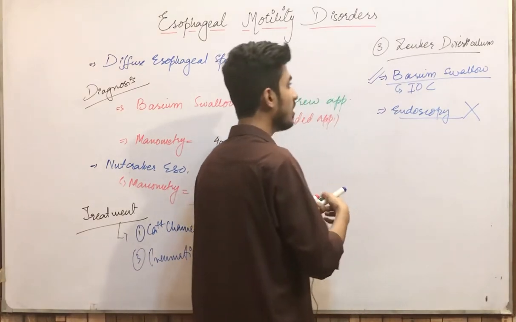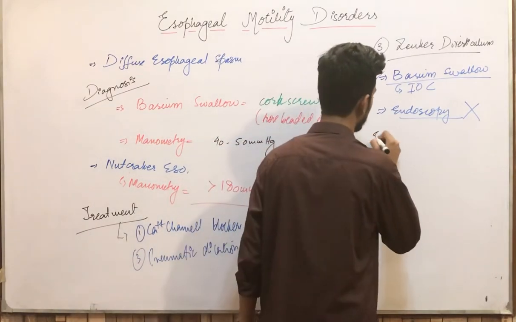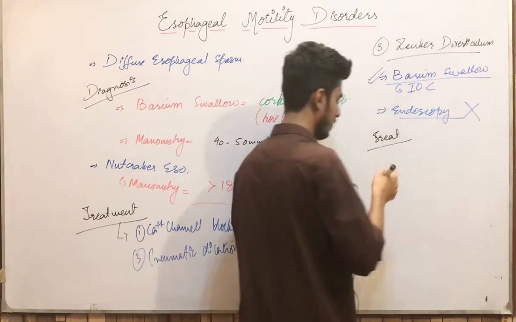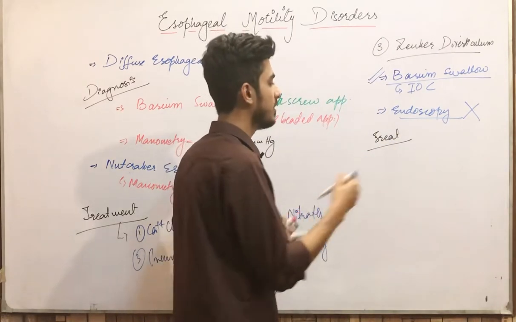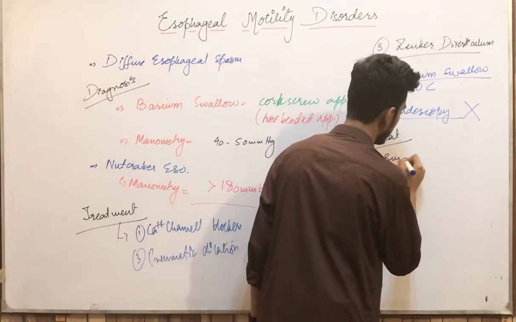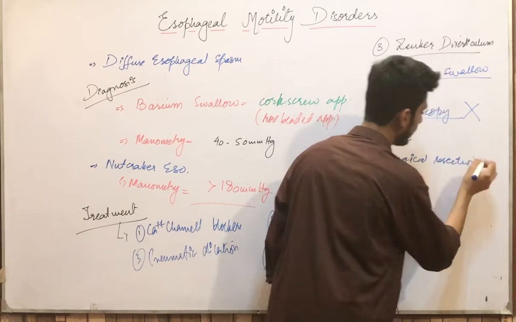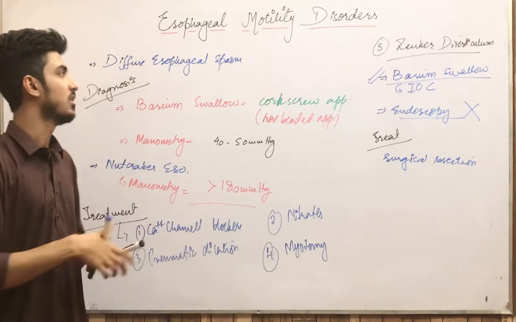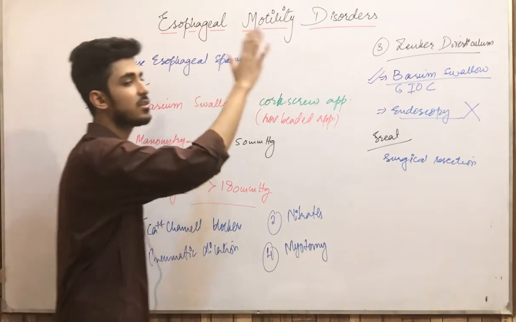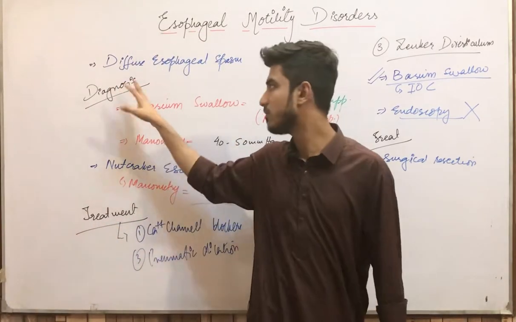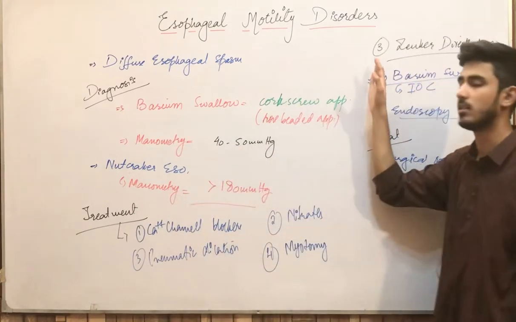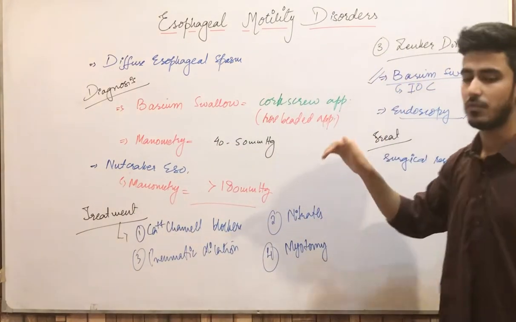Then the Zenker diverticulum, how is it treated? So very easy. Obviously there will be the surgical treatment, surgical resection. Clear? There will be surgical resection. Now, this is the esophageal motility disorders in which we study the achalasia, diffuse esophageal spasm, nutcracker esophagus, Zenker diverticulum. This is all about the esophageal motility disorder.